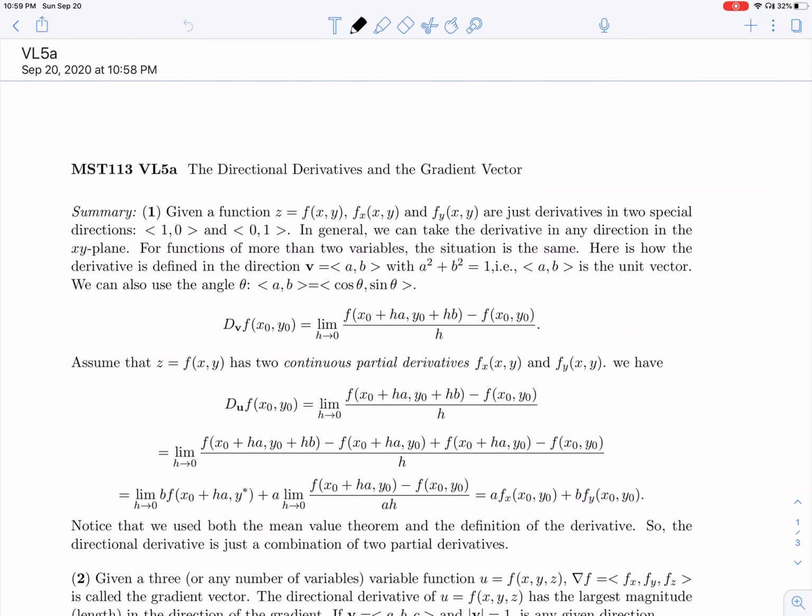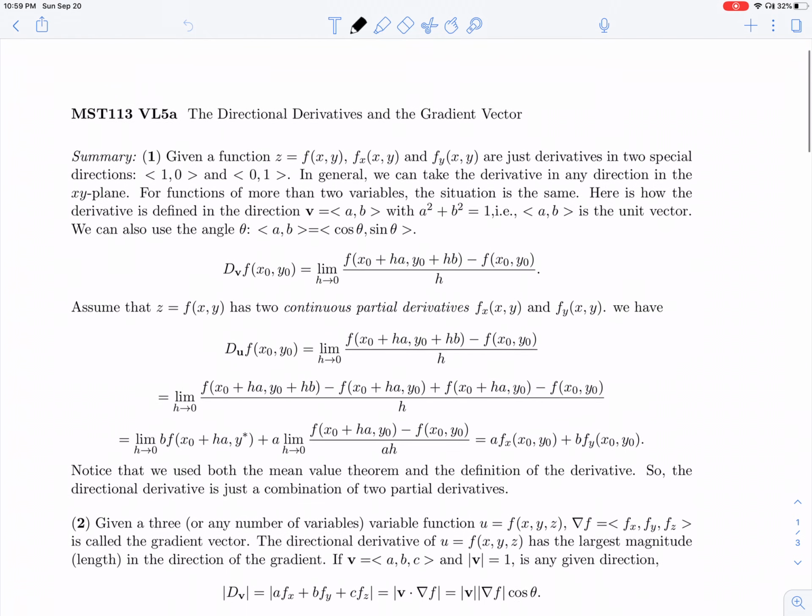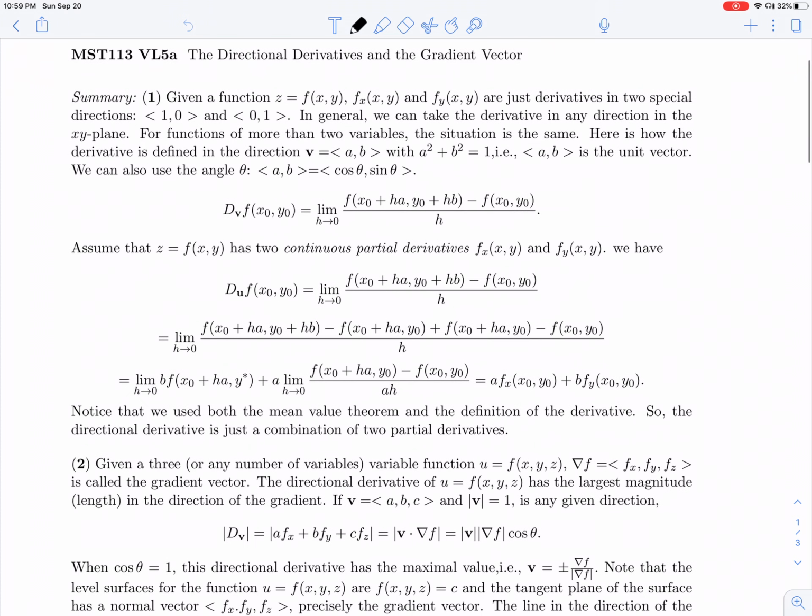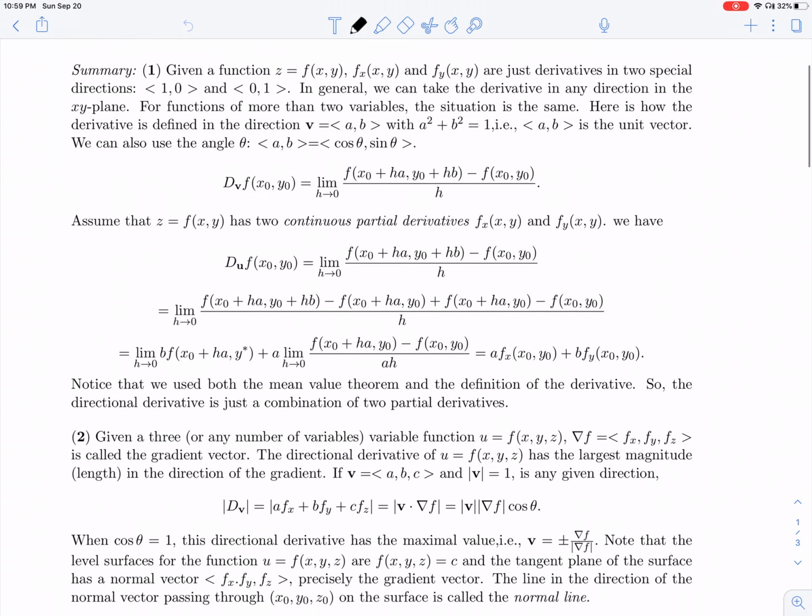All right, we're going to look at a couple of examples of finding gradient vector and also directional derivatives. I'm going to skip the introduction part. I hope that everybody has read this portion of it, so we're going to go directly to the examples.